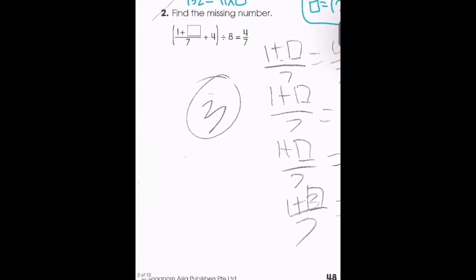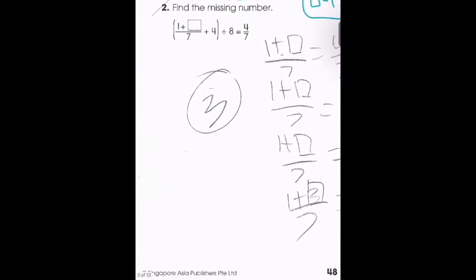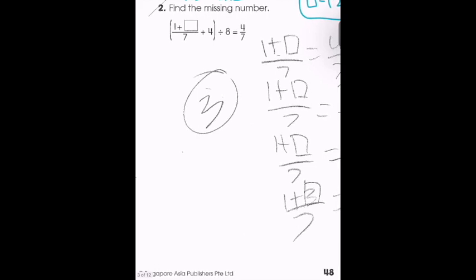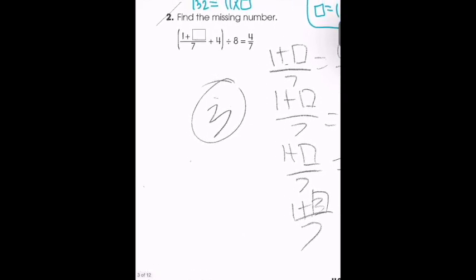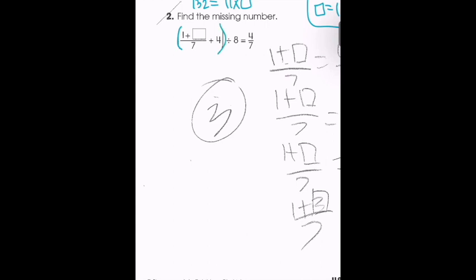Now let's look at problem number 2. And so we have ordinary parentheses, so we're going to first multiply by 8 to the other side. And so 1 plus missing number over 7 plus 4 equals 4 over 7 times 8. And so that is going to be 32 over 7.